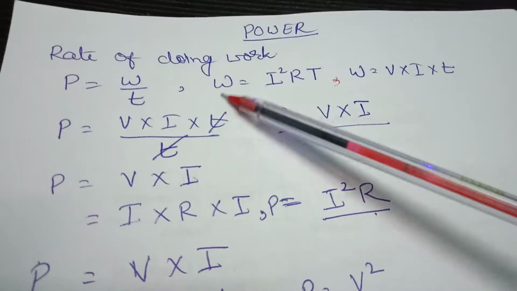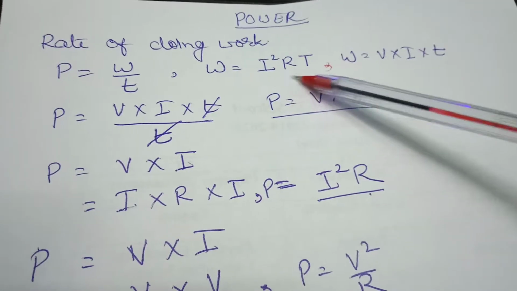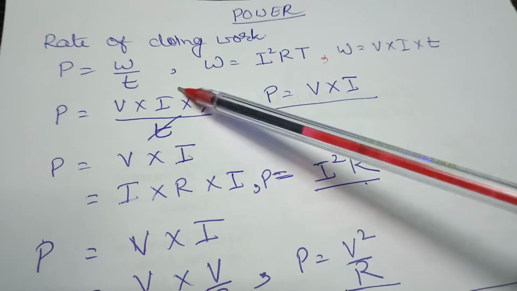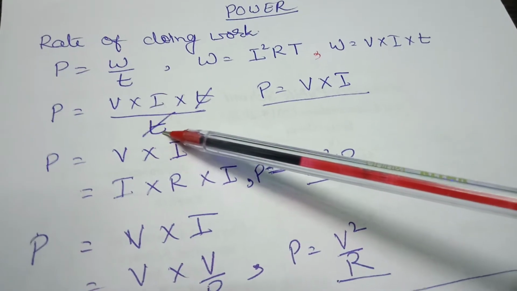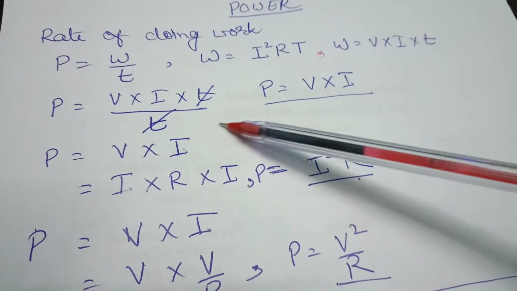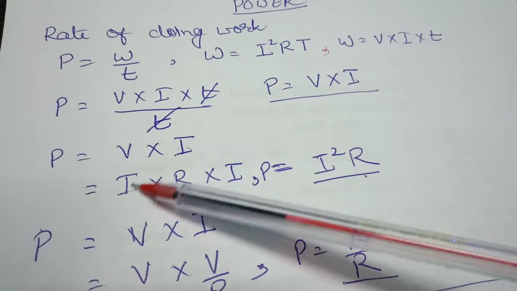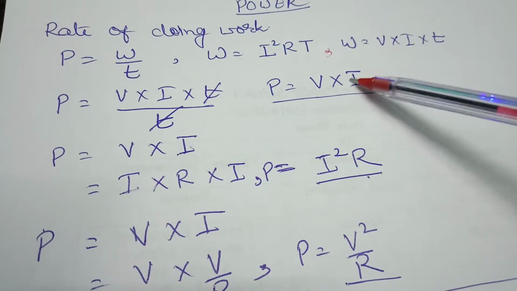While W, the heat energy, we know is I square RT, and W is equal to V into I into T. So when we replace W with VIT, we can cancel the T by T, so we are left with V into I. So power is equal to V into I. So here is the first equation of power.